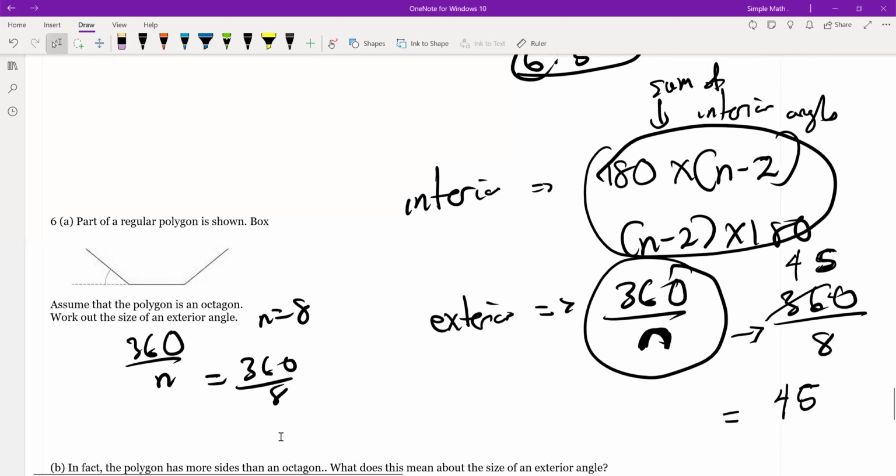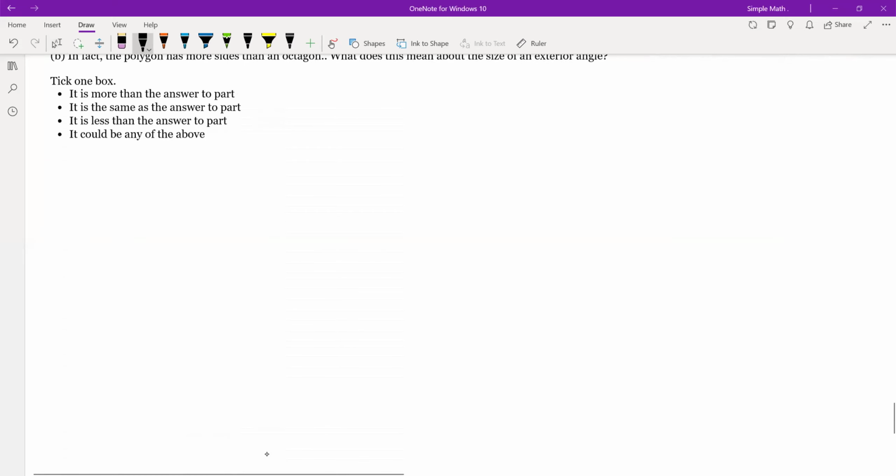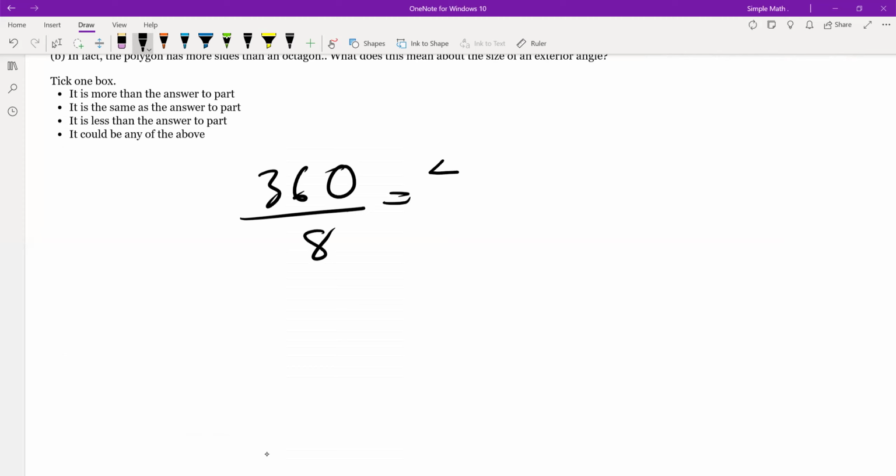All right. Now this second part, they said, in fact, the polygon has more sides than an octagon. Oh, wow. So they lied to us. What does this mean about the size of the exterior angle? Now let's look at it practically. We said the exterior angle is 360 over n. Initially, we had 8 and we got 45. Now they said this number is actually more. The n here is actually higher than 8. So it could be something like 9, 10, 11.